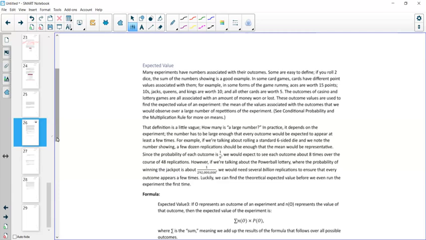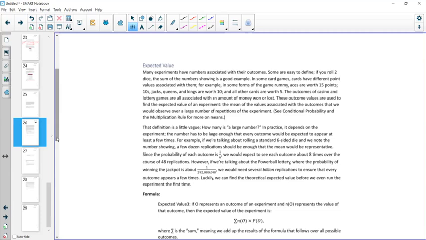Many experiments have numbers associated with their outcomes. Some are easy to define. If you roll 2 dice, the sum of the numbers showing is a good example. In some card games, cards have different point values associated with them. For example, in some forms of the game Rummy, aces are worth 15 points, tens, jacks, queens, and kings are worth 10, and all other cards are worth 5.